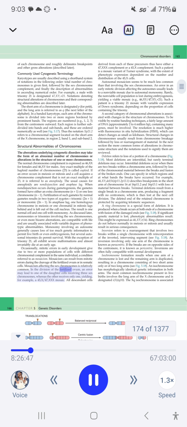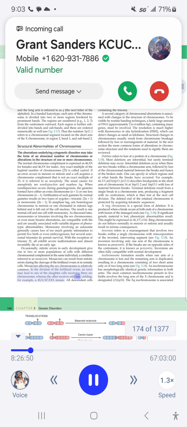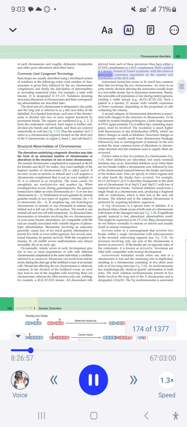In the division of the fertilized ovum, an error may lead to one of the daughter cells receiving 3 sex chromosomes, whereas the other receives only 1, yielding, for example, a 45,X/47,XXX mosaic. All descendant cells derived from each of these precursors thus have either a 47,XXX complement or a 45,X complement. Such a patient is a mosaic variant of Turner syndrome, with the extent of phenotypic expression dependent on the number and distribution of the 45,X cells.